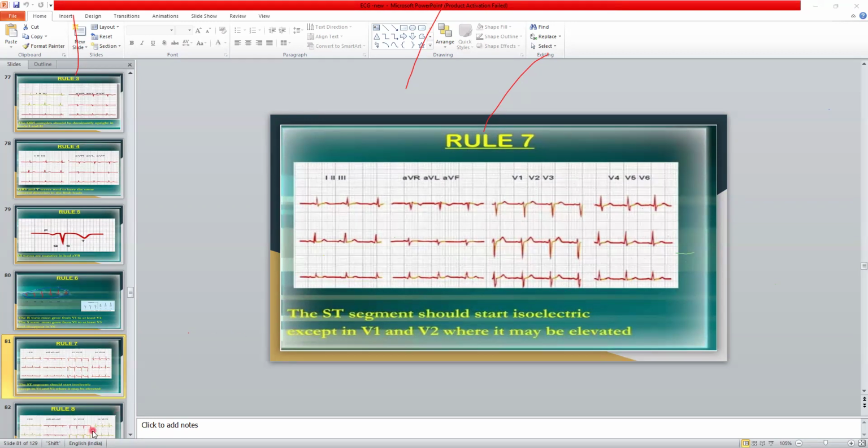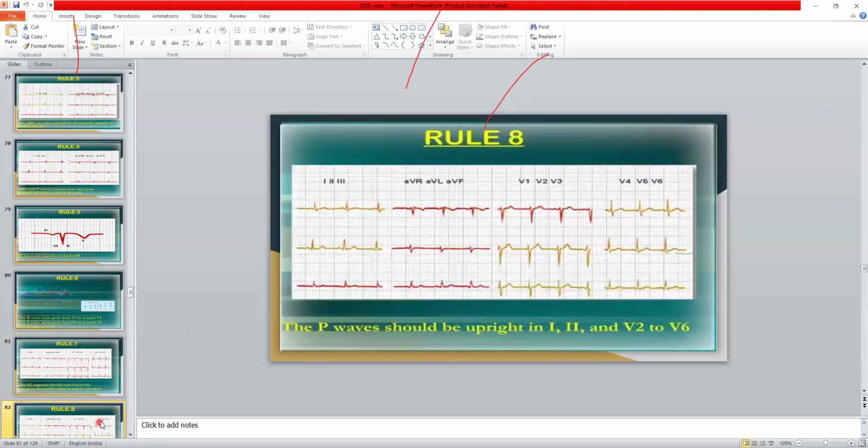Coming to rule 8, the P wave should be upright in lead 1, lead 2 and V2, V3, V4, V5 and V6. This is very important. The P wave, the beginning of the PQRS complex, which denotes the atrial depolarization, should be upright in lead 1, lead 2 and V2 to V6.